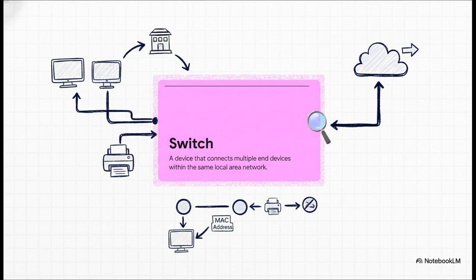And remember that MAC address we mentioned? That's what the switch uses. It's how it makes sure that document you're sending to the printer goes only to the printer, and not to your roommate's gaming console. Its whole job is to direct local traffic, and do it fast. This is super efficient because it keeps all that local chatter from clogging up the main internet highway.